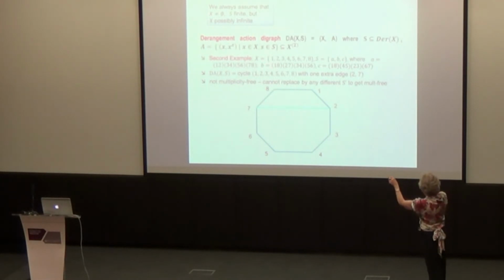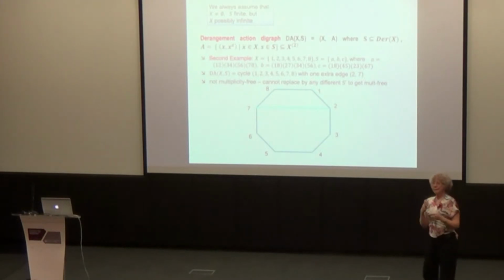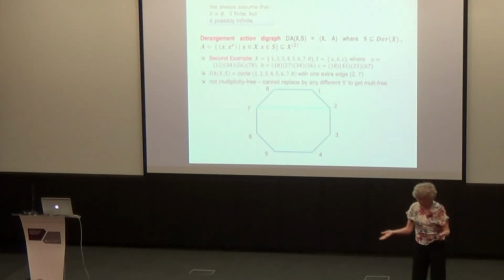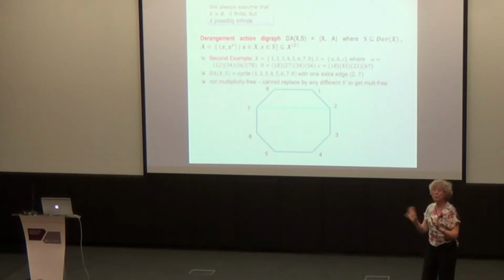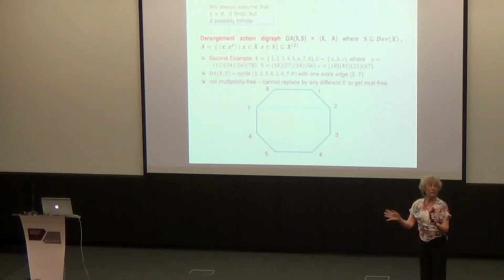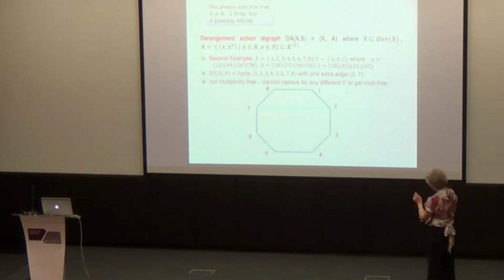If I go back to A, I'll get the other 4, the slopey ones. And then with B, I'm going to pick up this chord. So it's not multiplicity free. You can do a bit of counting. It's not possible to replace S by any other subset to get something that's multiplicity free. And so funny things happen.